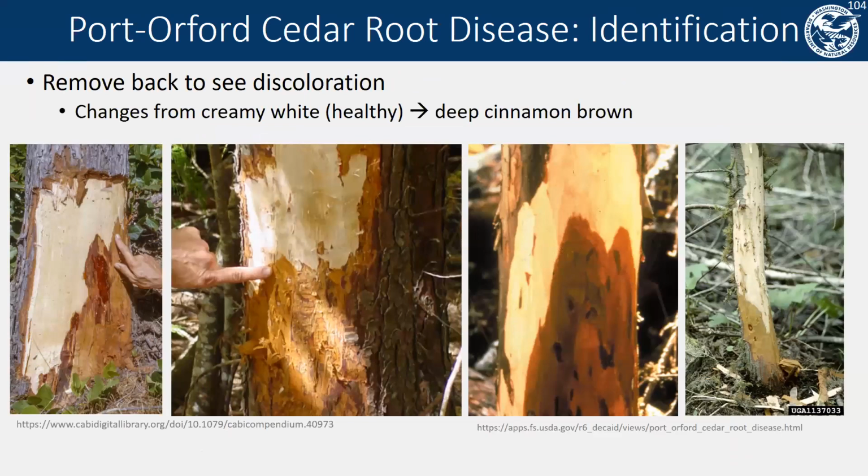If you see this and you're concerned that it might be Port-Orford cedar root disease, what you want to do is remove some of that lower bark on the tree and see if you can see any discoloration there. What you want to look for is this creamy white or healthy wood material changing to this deep cinnamon brown where the pathogen has killed the wood. You can see pictures here, the first two with people pointing, where that cream color has a distinct line going towards that cinnamon brown discoloration that is caused by Port-Orford cedar root disease.